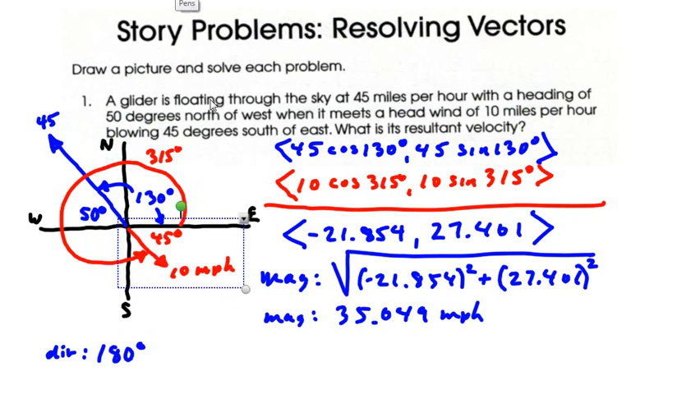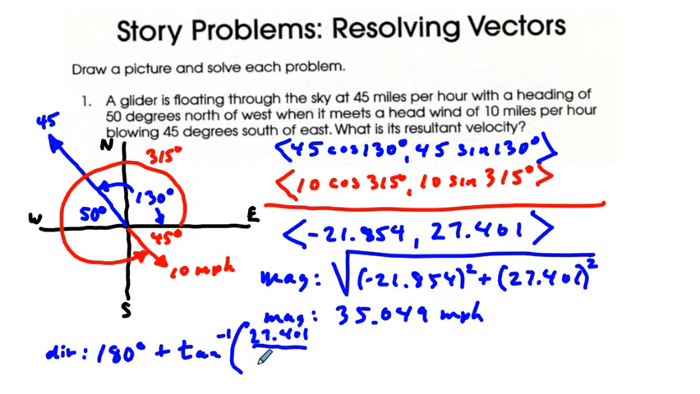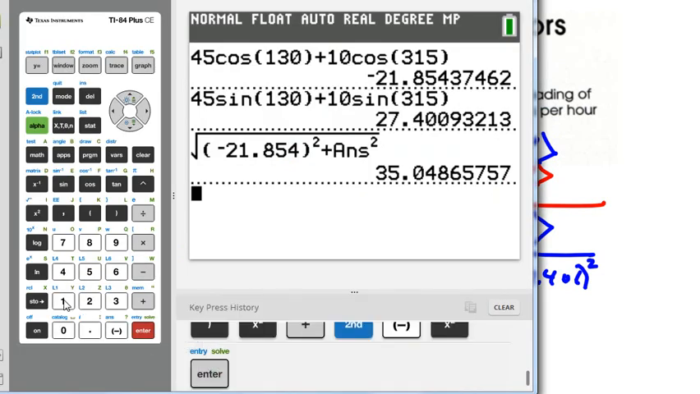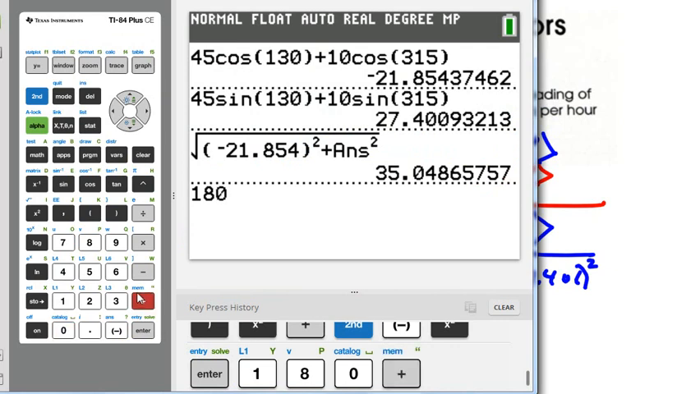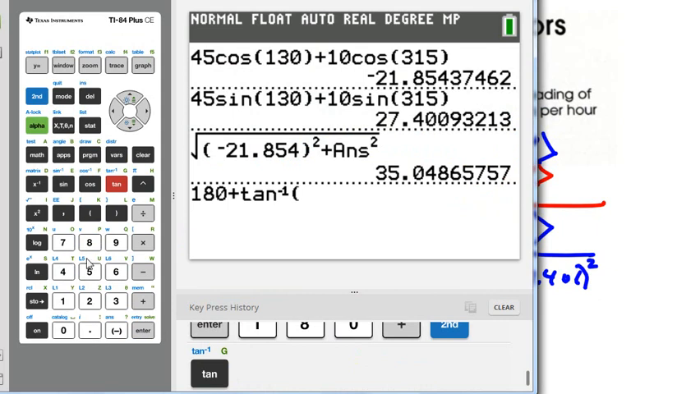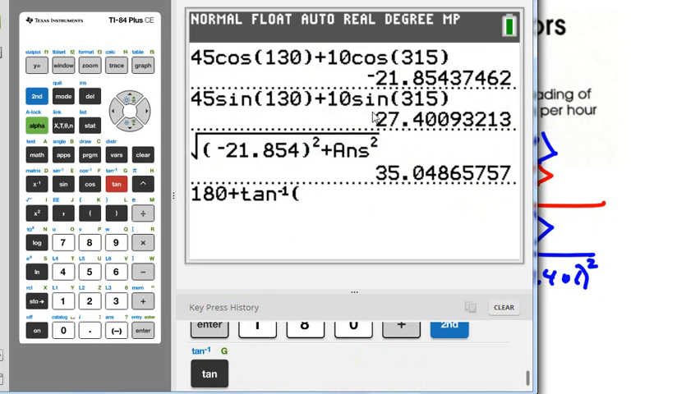So we use 180 degrees plus inverse tangent of y over x, so it would be 27.401 over negative 21.854. So we'll get a standard position angle on that guy. So we have 180 plus inverse tangent. There it is, we have this y over x.